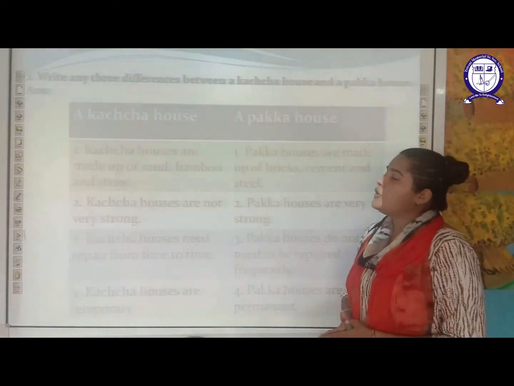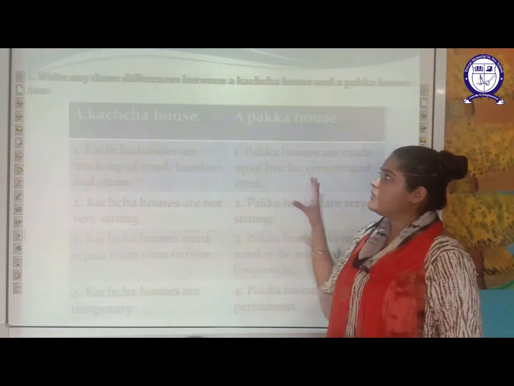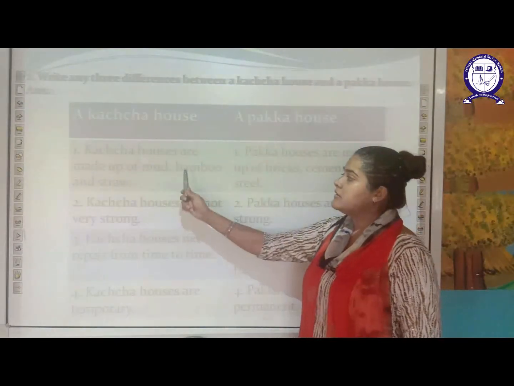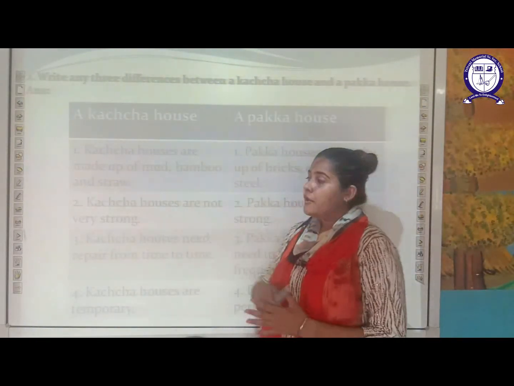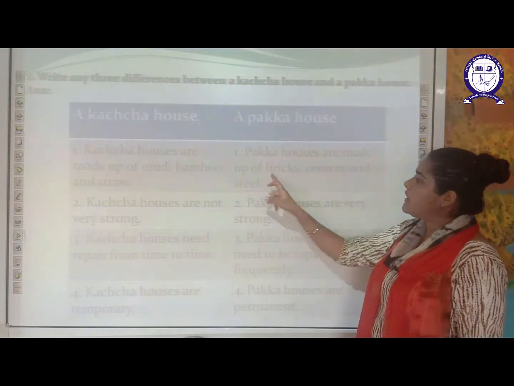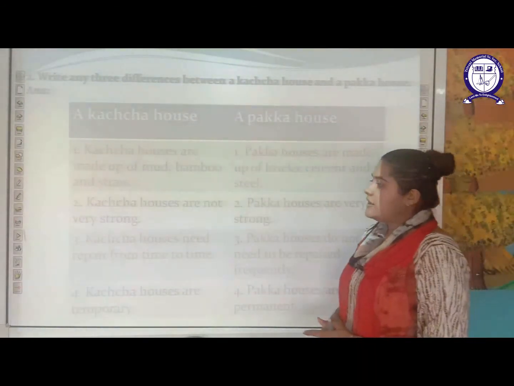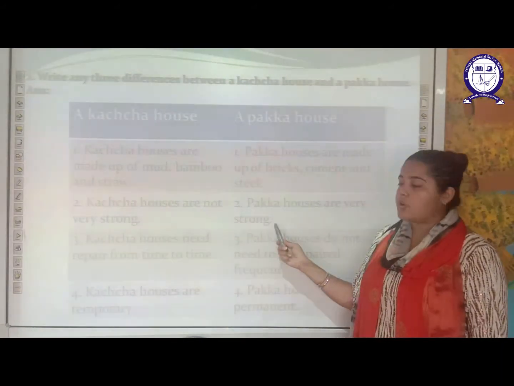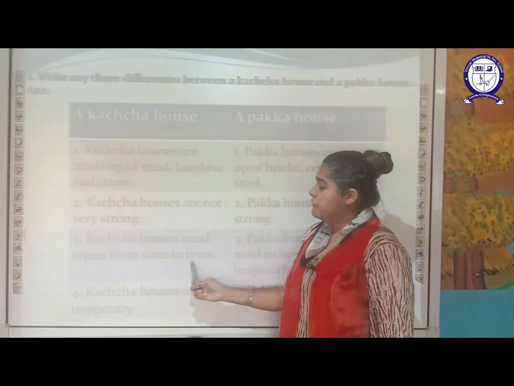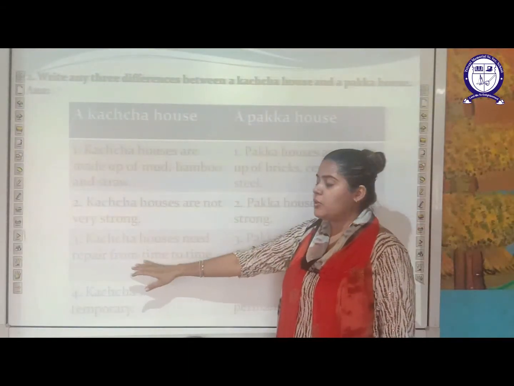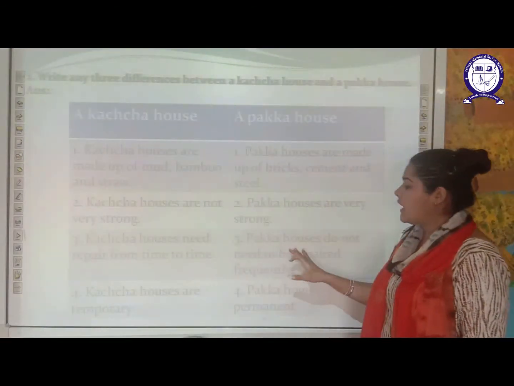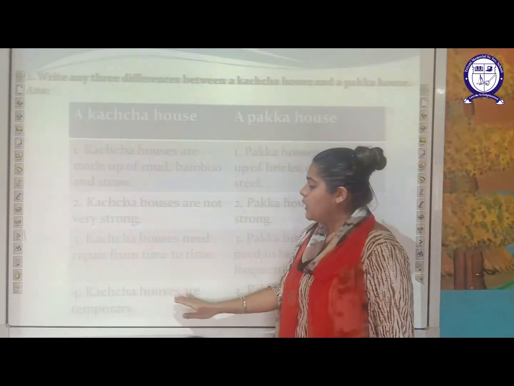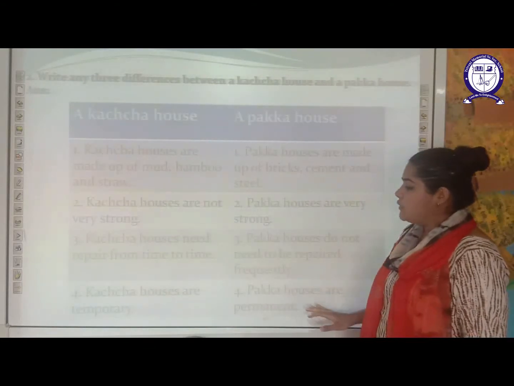And the last question here, you have to write 3 differences between a kacha house and a pakka house. So first of all, we have to discuss what materials the kacha houses are built with. They are made up of mud, bamboo and straw. Whereas the pakka houses are made with bricks, cement and steel. The next difference is that kacha houses are not very strong and pakka houses are very strong. Next, the kacha houses need repair from time to time because they are not very strong. Whereas pakka houses don't need repair frequently. And the last difference here is that kacha houses are temporary and pakka houses are permanent.